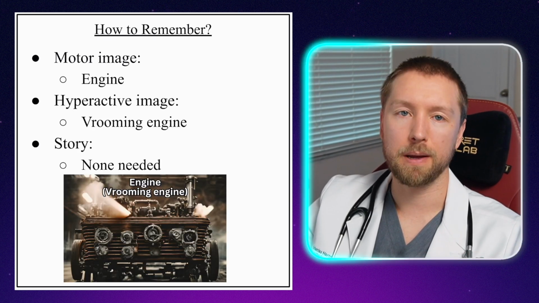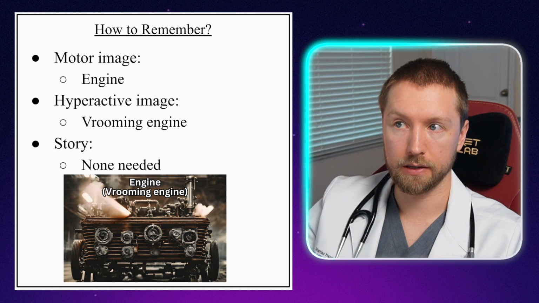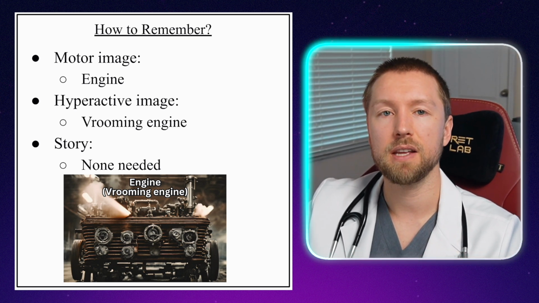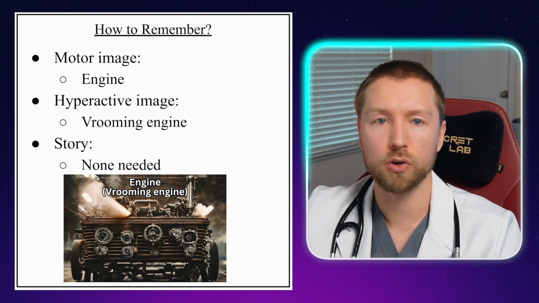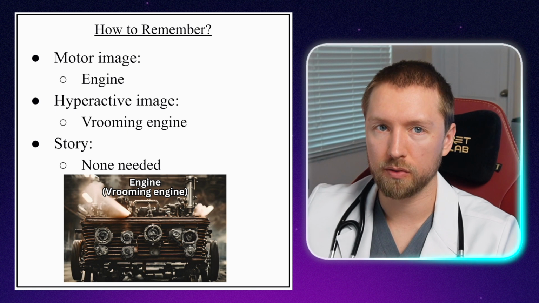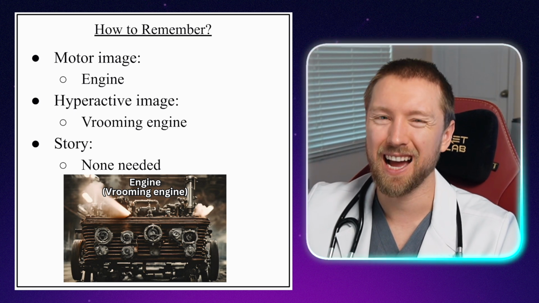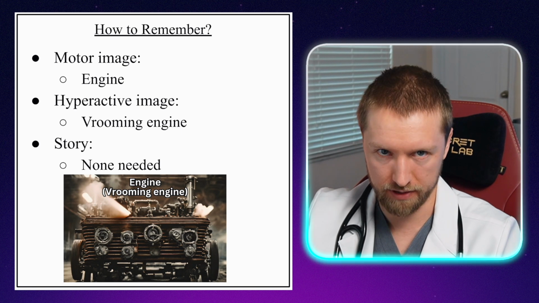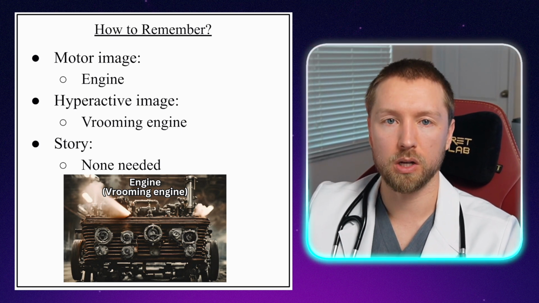So how can we remember hyperactivity and the prefrontal motor cortex? Well, for hyperactivity, we can imagine an engine vrooming. And you see in the picture there, there's steam coming out of the engine. The motor part of the prefrontal cortex is the engine, and the hyperactivity part is the vrooming of the engine, the steam coming out of it. This one is an easier one, so we don't need a story.